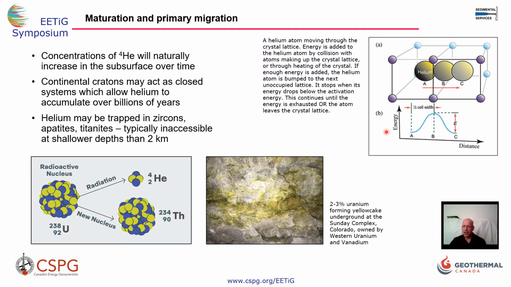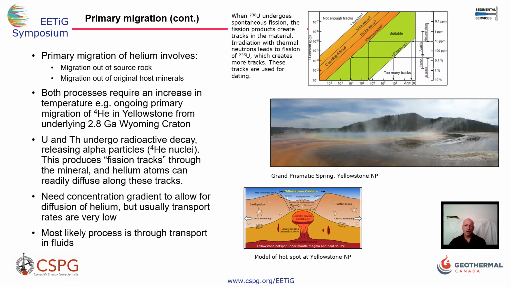So what happens is that we have a helium atom here which is moving through the crystal lattice, and energy is added to that atom by collision or through heating of the crystal. Normally it's through heating. If enough energy is added, the helium can then be bumped and gradually move through the crystal lattice, and it will either stop when the energy level drops below the activation energy, or if it manages to escape from the crystal lattice. So the primary migration involves migration out of the source rock initially and out of the original host minerals.